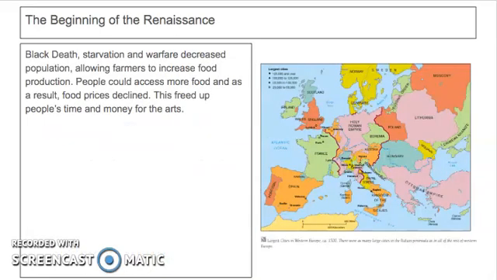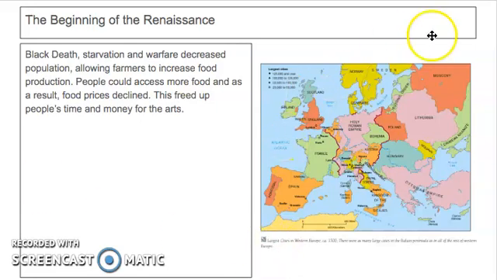So, leading into the beginning of the Renaissance, there was the Black Death, which, as we know, wiped out a large amount of the population, along with starvation and constant warfare that decreased the population. And so, as a result of this decrease, the amount of food farmers were making stayed the same, and there were fewer people, so there was more food for everybody. And as a result of the higher supply of food, we see a decrease in the price. This freed up people's time and money for the arts.